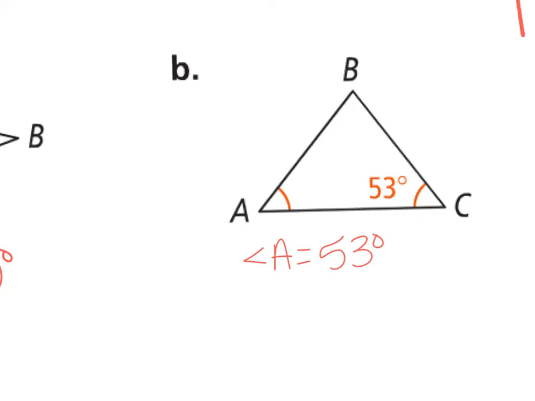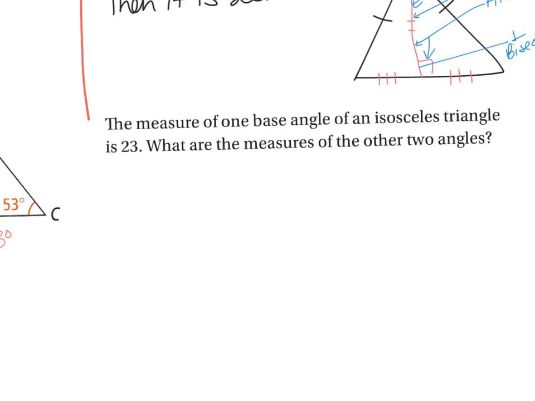Okay, the measure of one of the base angles of an isosceles triangle is 23. What are the measures of the other two angles? So let's draw a picture. I like to draw pictures. So we know it's an isosceles. And they said one of the base angles is 23. That's a 3. So what does the other base angle have to be? Well, it also has to be 23, right? So we know that one. And then now, how do we figure out this one?